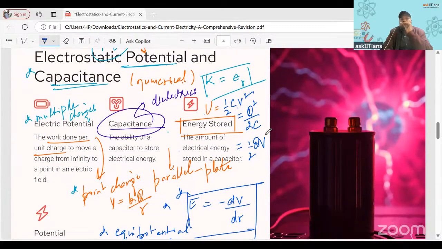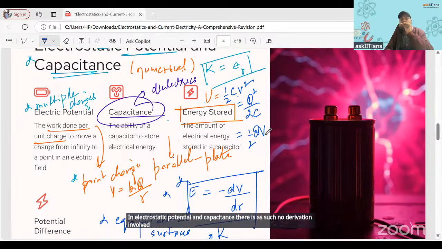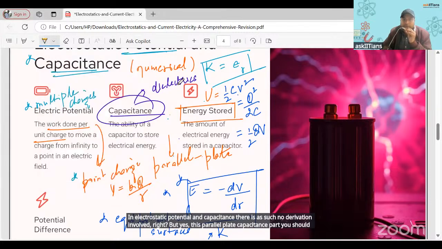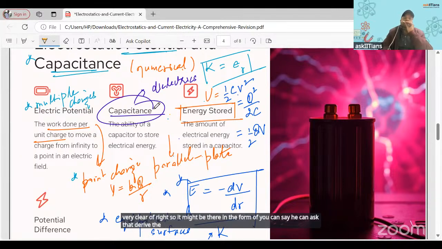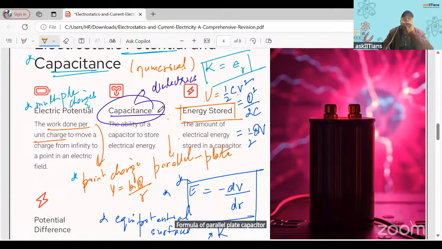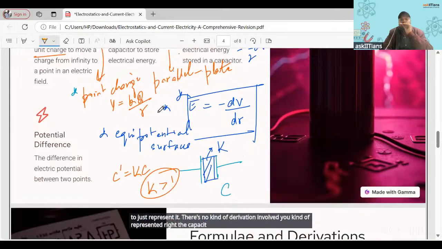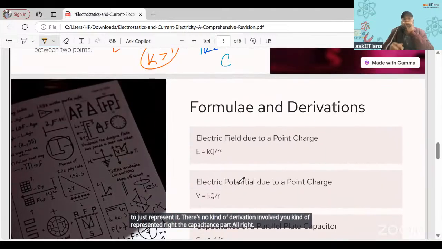In electrostatic potential and capacitance, there is as such no derivation involved. But yes, this parallel plate capacitance part you should be very clear of. He can ask you to derive the formula of a parallel plate capacitor, or what is the formula, so you have to just represent it. There's no kind of derivation involved, but you represent the capacitance part.